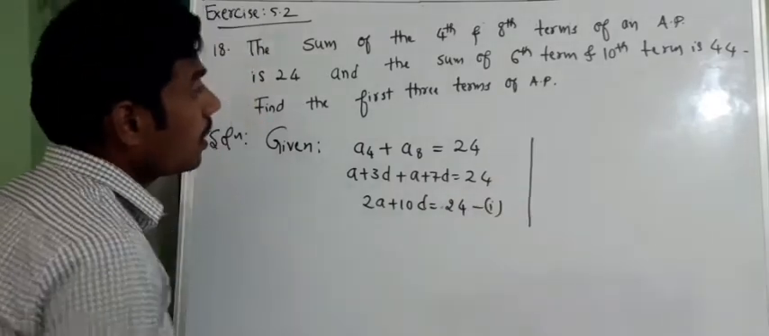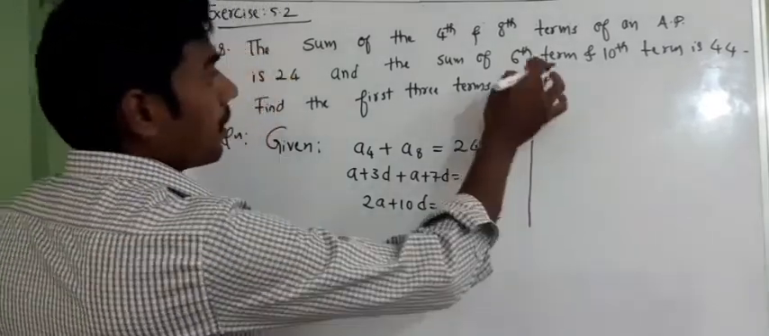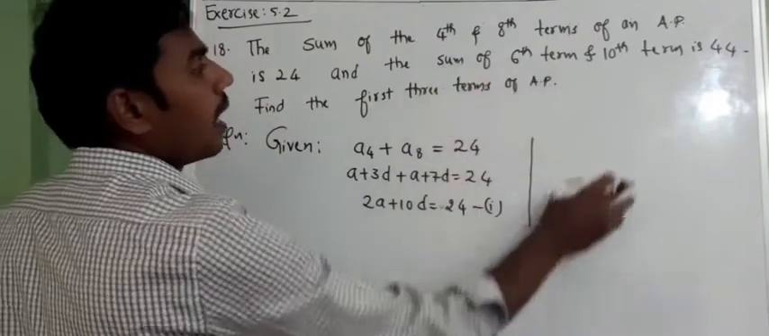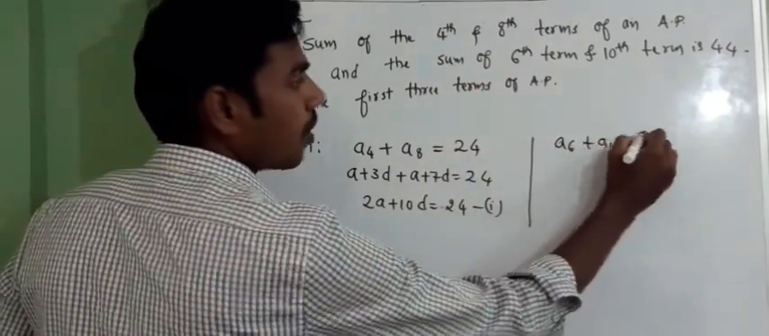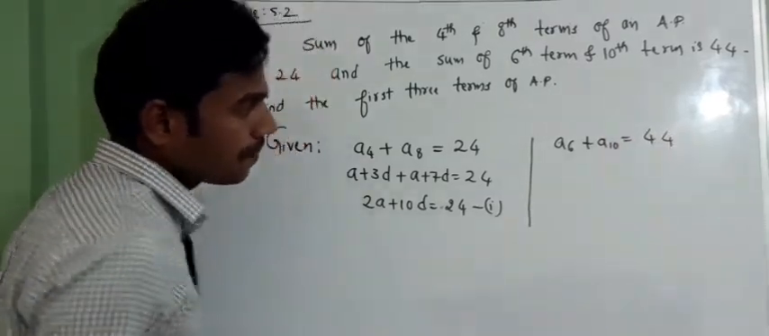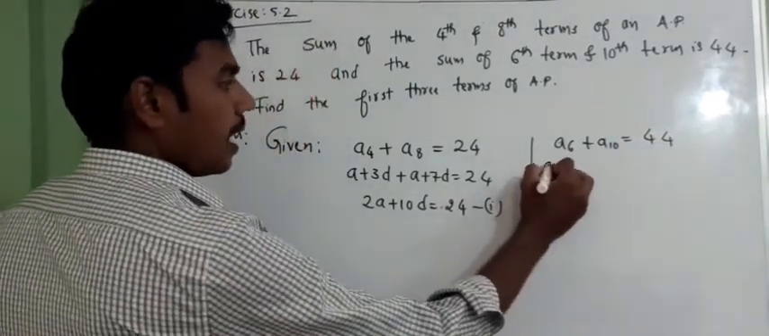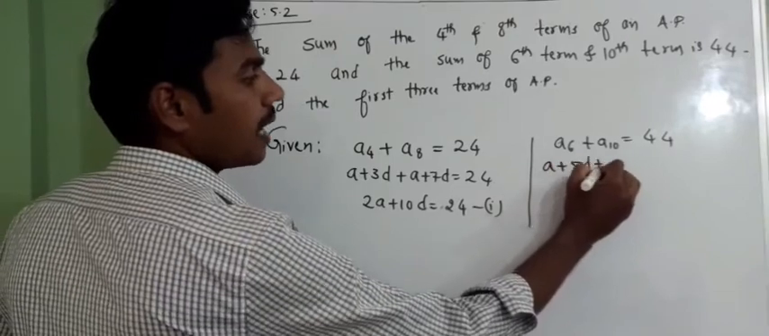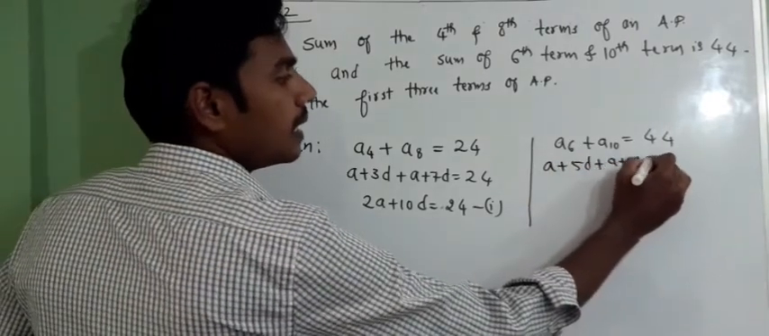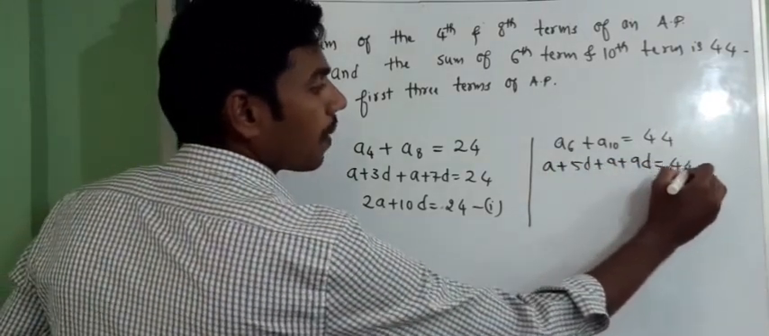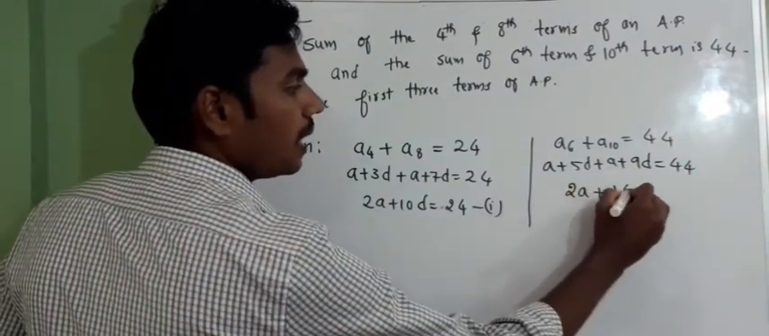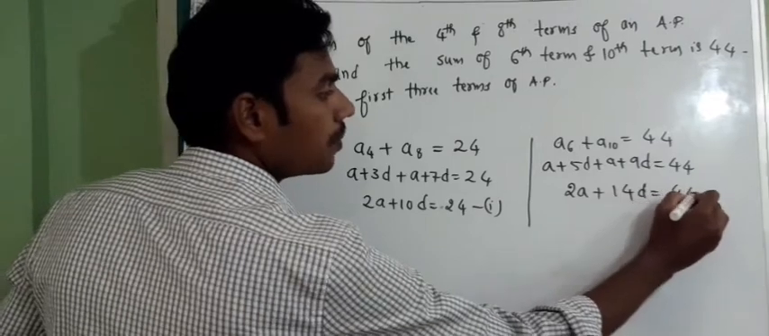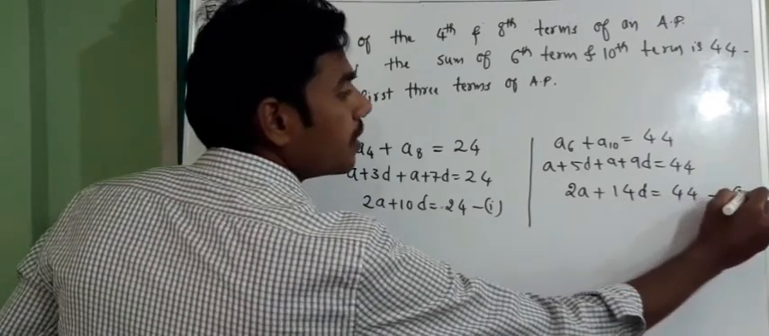Next, what is given to us? The sum of the 6th and 10th term, that is A6 plus A10 is equal to 44. Fine. So how can we extend this? A plus 5D plus A plus 9D is equal to 44. It can be written as 2A plus 14D is equal to 44. I will call it equation 2.